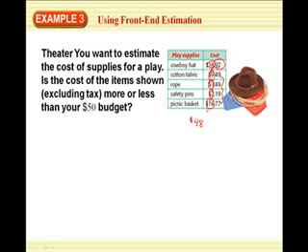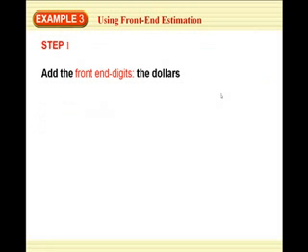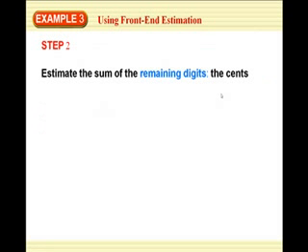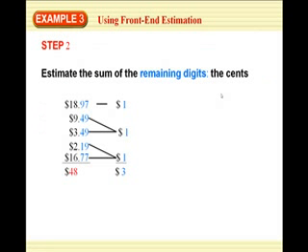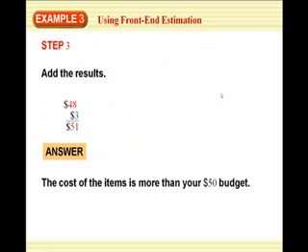You take the front numbers and add them, and then you adjust the back numbers and see where you're at. So I'm going to say we're going to be more than our $50 budget. So here they are. They added those front numbers. They check those remaining and make about $3, so it puts you over by about $1.